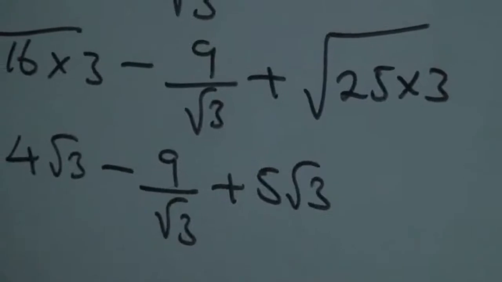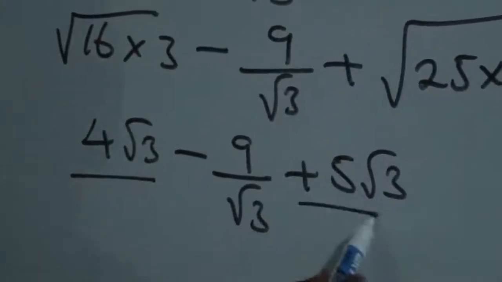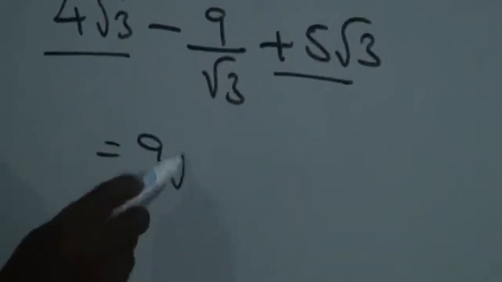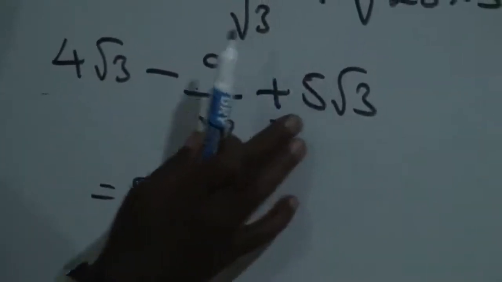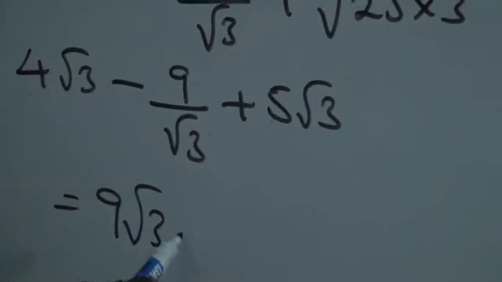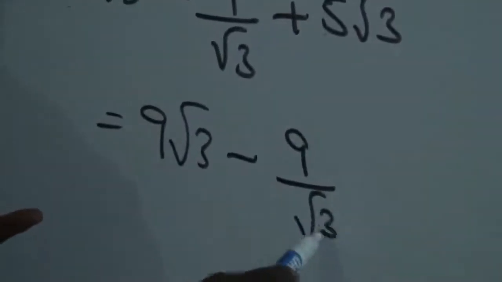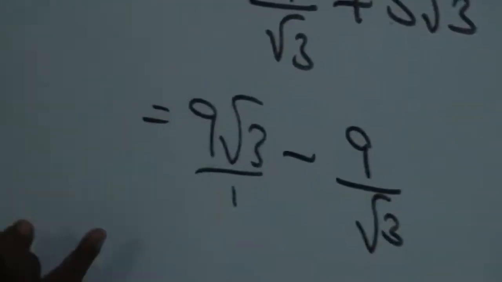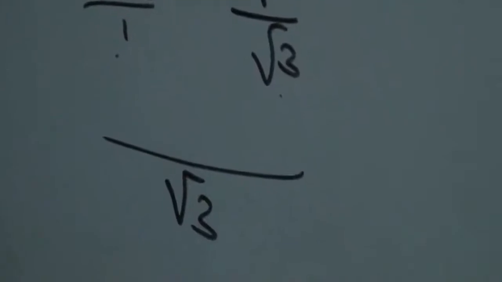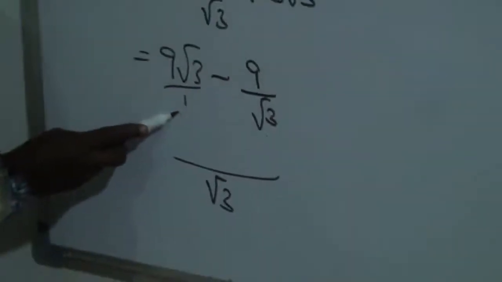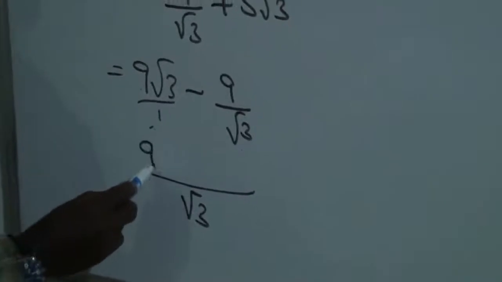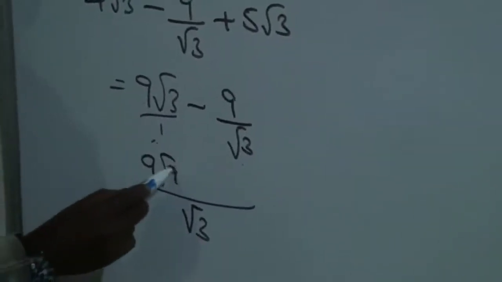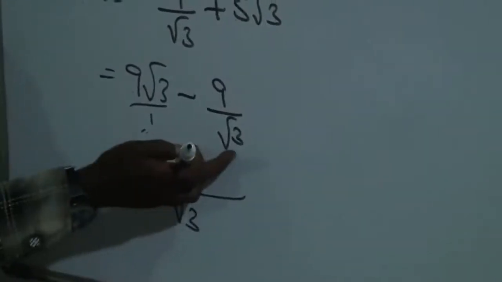So you add before we subtract. 4√3 plus 5√3 will give us 9√3. Okay, that is 4 plus 5 is 9. Then you have minus 9 all over √3. So at this stage, you like to take the LCM, or you rationalize this before you take the LCM. So let's take the LCM of 1 and √3, which is √3. √3 divided by 1 is still √3, then times 9√3, we'll have 9√9 here. Okay, then minus √3 divided by √3 is 1, 1 times 9, we'll have 9.